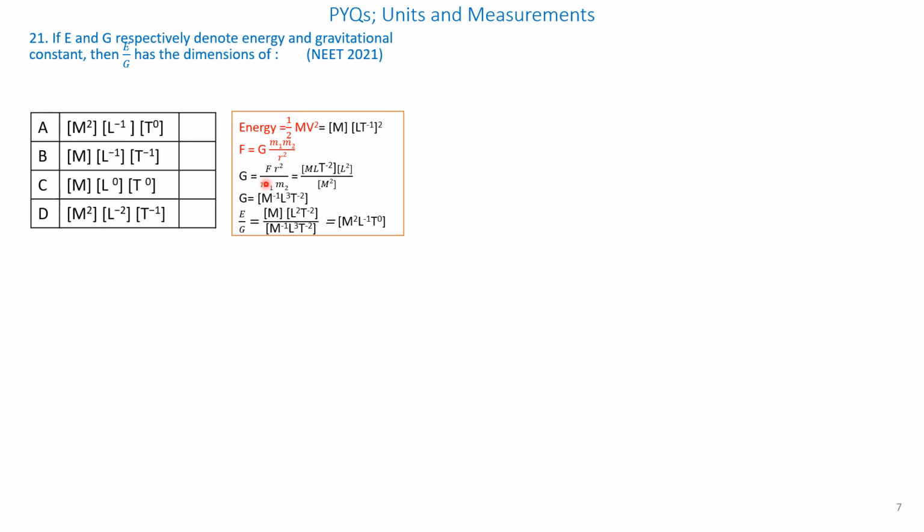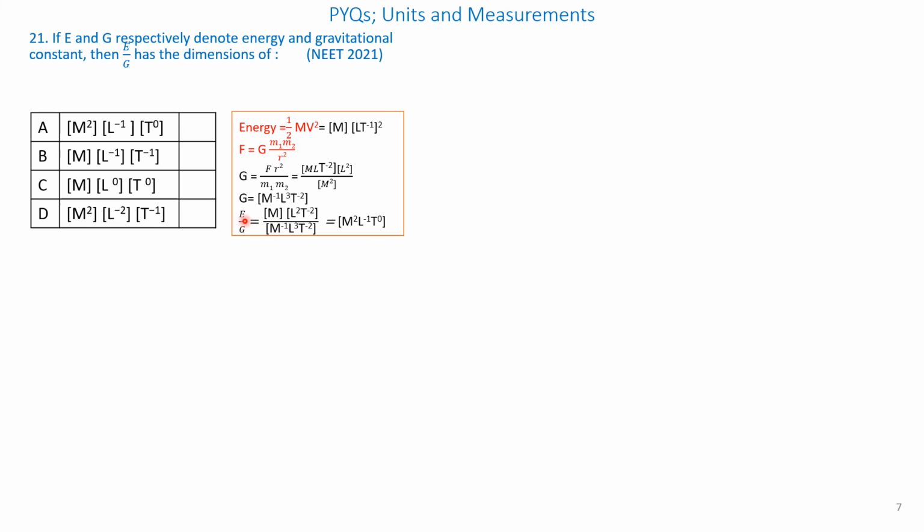So substituting and rearranging for G, we get G is equal to F into R square divided by M1 M2. That is equal to M into L T to the power of minus 2 into L square, divided by M square. Therefore, simplifying, we get G is equal to M to the power of minus 1 L cube into T to the power of minus 2.